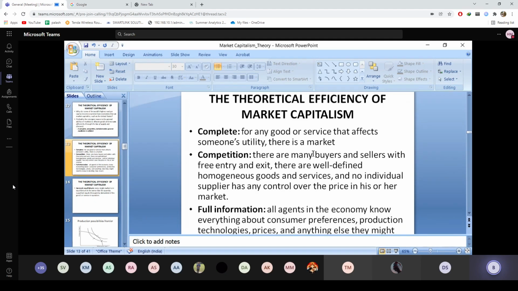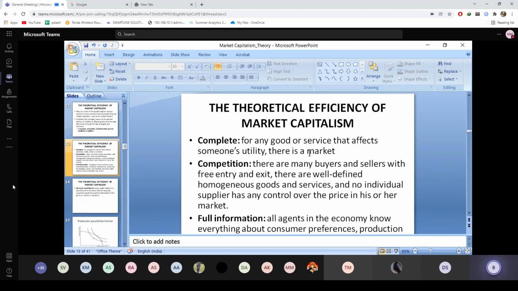So now let us look at the theoretical efficiency of market capitalism. First is of course the complete. What do you mean by complete? Complete means for any good or service that affects someone's utility, there is a market. So in that sense, anything in an economy that is useful to human beings, there should be a market for that good. That is the starting point.